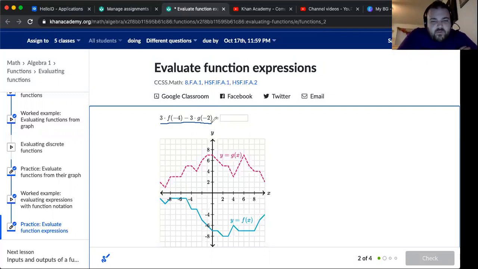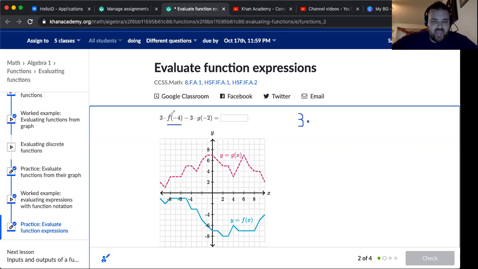Okay. So what we need to do here is, this is my suggestion. I just copy the 3 down as it is. Just forget about the 3 times, and you have f of -4. What they're saying right here is they want you to plug in the value of f of -4. The value is the output of f of -4.